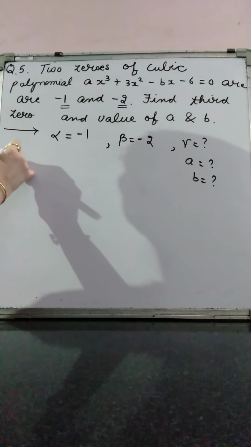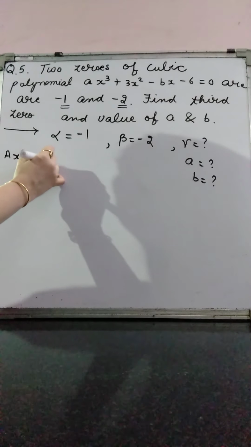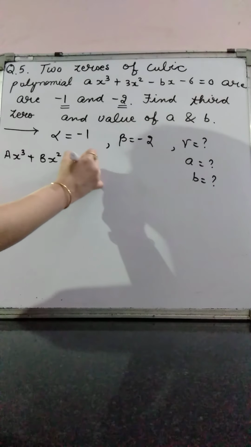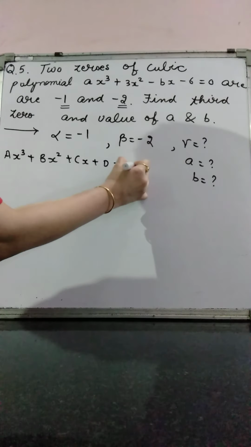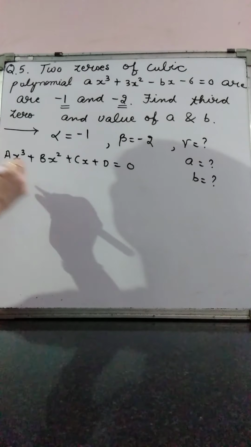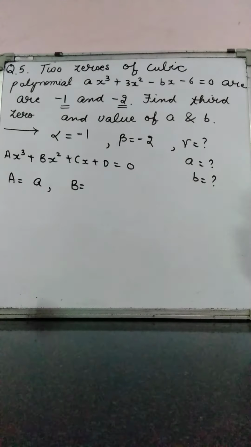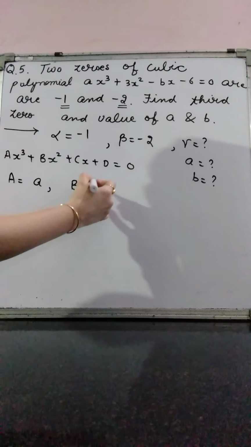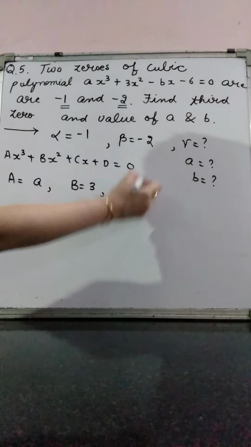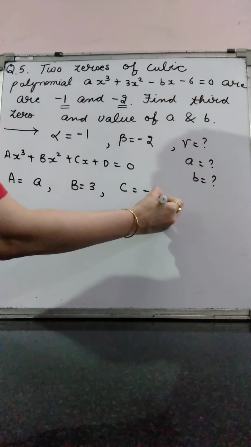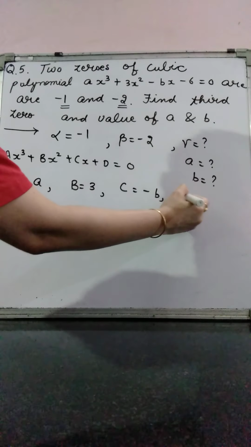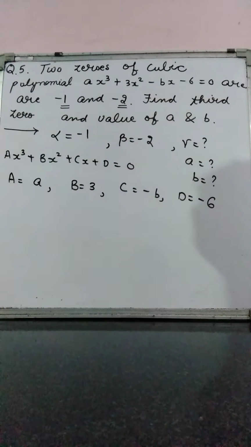Compare this equation with ax cube plus bx square plus cx plus d. The value of capital A is given by small a. The value of capital B is given by 3. The value of C is given by minus b, and the value of D is given by minus 6.